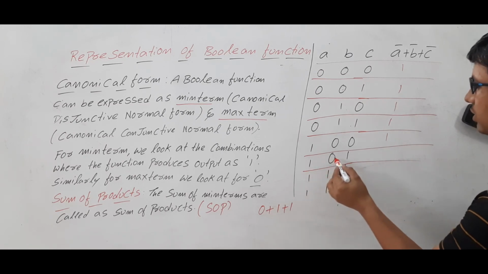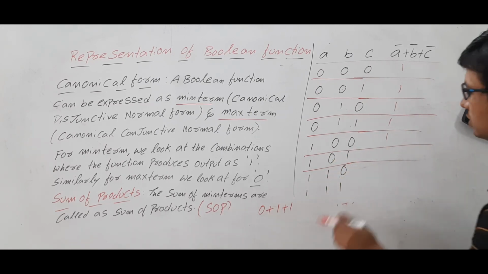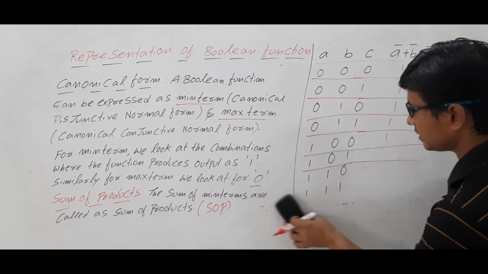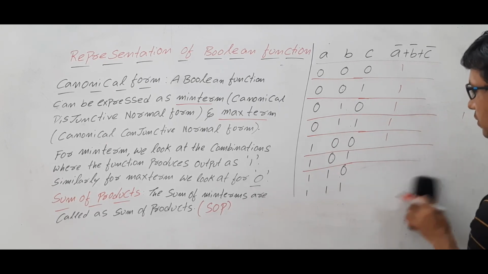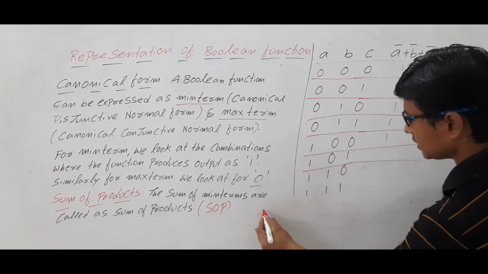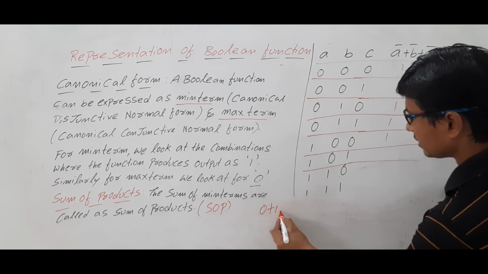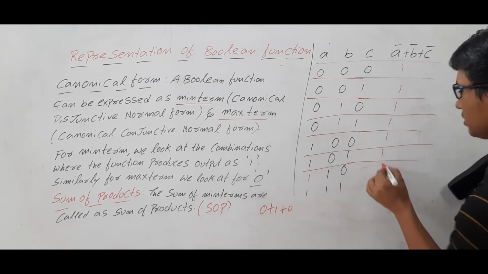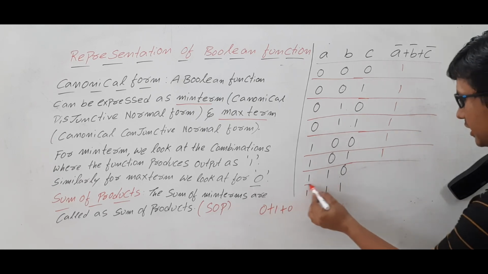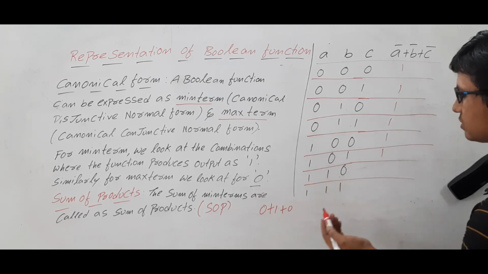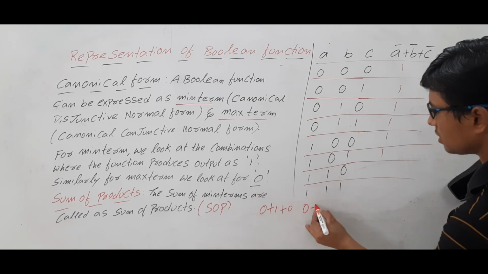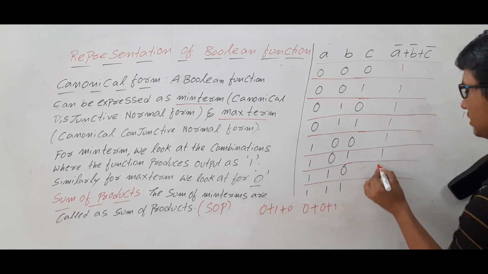Now 1 or 0 or 1. So what is the value it will give? It will give it as 0 or 1 or 0. Even it is also giving 1. Now take this one, 1, 1, 0. So 0 or 0 or 1. Even it is giving 1.